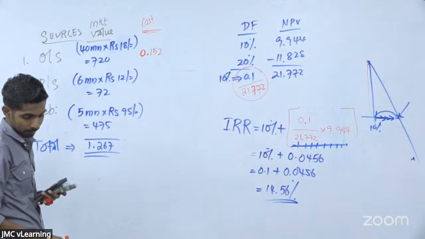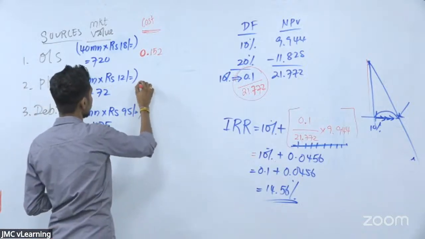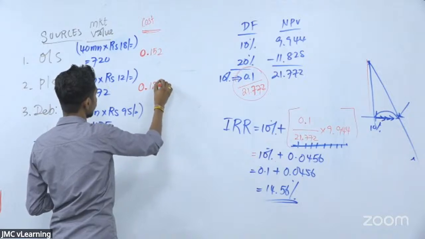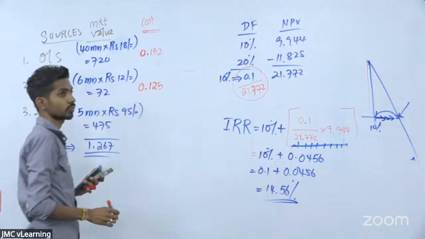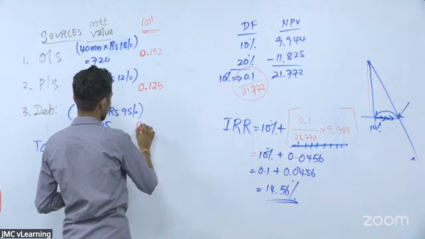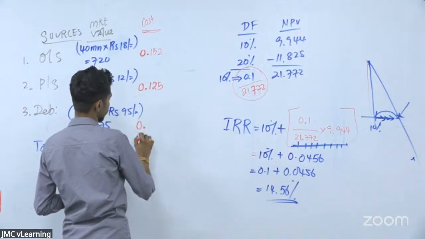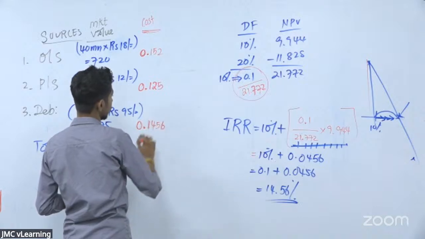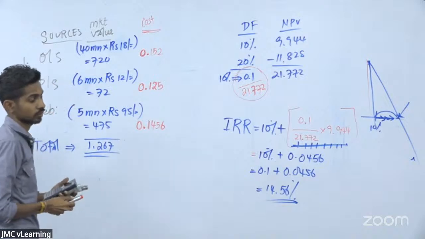Thereafter, 12.5. 12.5 for preference shares means 0.125. This is the rate. This rate for debentures is 0.1456. That is the cost.